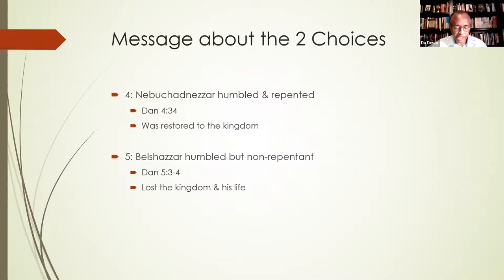And at the end of the time, I, Nebuchadnezzar, lifted my eyes to heaven, and my understanding returned to me. So he lifted his eyes to heaven and he recognized God, and his madness went away and he became sane again. And I blessed the Most High and praised and honored him who lives forever. For his dominion is an everlasting dominion and his kingdom is from generation to generation. So his kingdom is then restored. So we have a king who was humbled by God. He repented and his kingdom is restored.